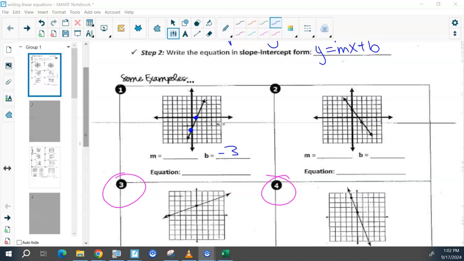And then we're going to count the slope. So I would be going up 1, 2, 3, over 1. And that would simplify to just 3 over 1 or just 3. And then I'm going to put those two in my slope-intercept format. So that would be y equals 3, put m in, x minus 3.